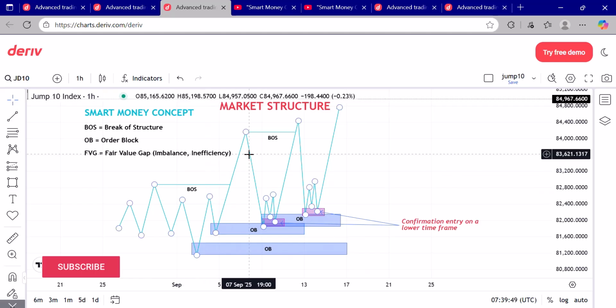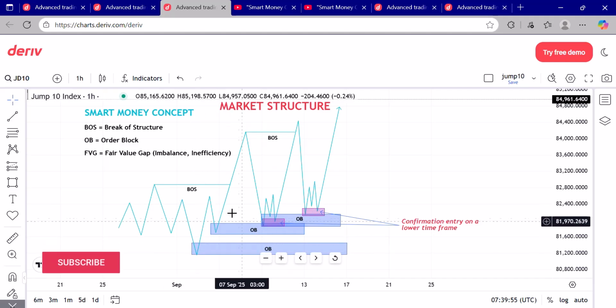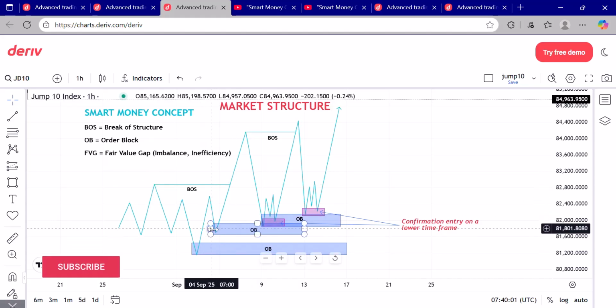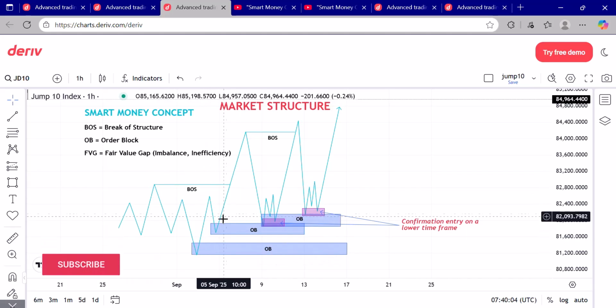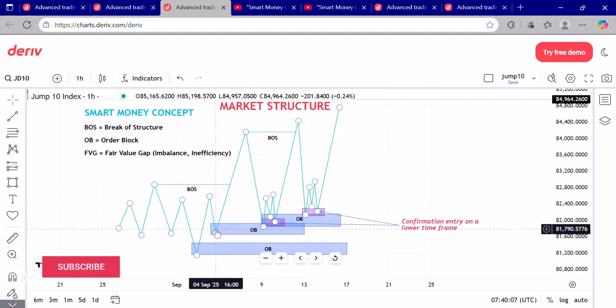Now looking at these two zones, when you're having two zones, which one do you choose? Like we said, in this kind of situation, we look for where price broke structure. It was here that price broke this structure with a valid impulsive move: not this zone, but this zone.